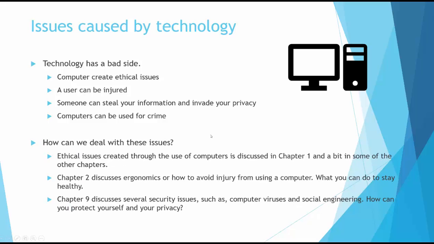How can we deal with these issues? Ethical issues created through the use of computers are discussed in Chapter 1 and a bit in some of the other chapters. Chapter 2 discusses ergonomics, or how to avoid injury from using a computer, what you can do to stay healthy. And Chapter 9 discusses several security issues, such as computer viruses and social engineering. How can you protect yourself and your privacy?